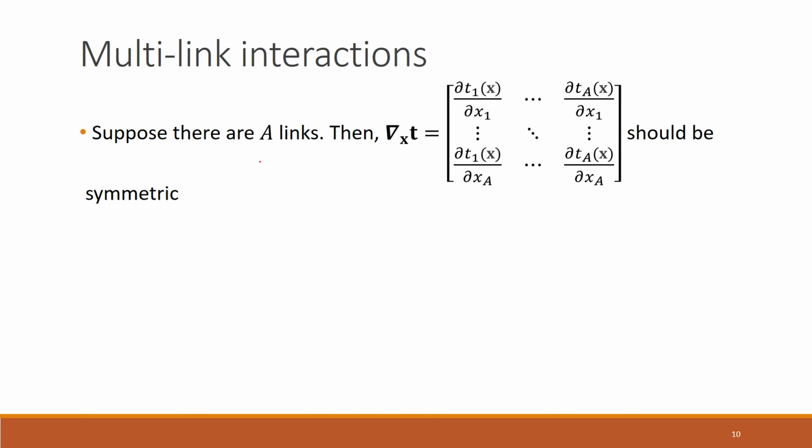Suppose there are A links in the network. Then this is how the Jacobian matrix will look. We have the partial derivative of the travel time on the first link with respect to the flow on link 1, then we have the partial derivative of the travel time on link 2 with respect to the flow on link 1, and so on. So this is how it will look.